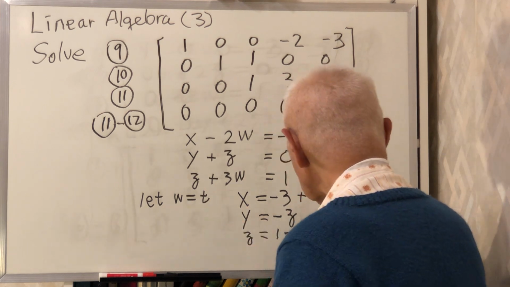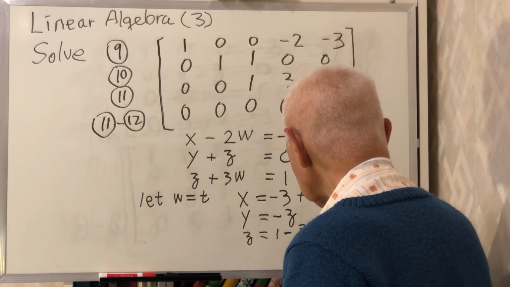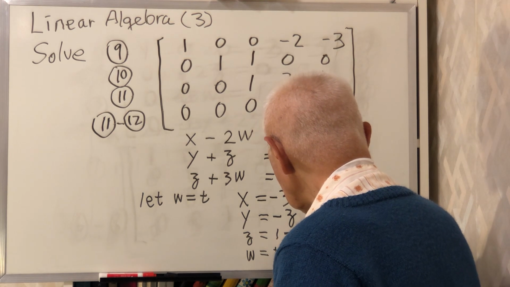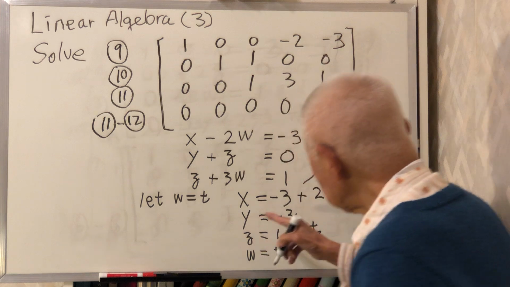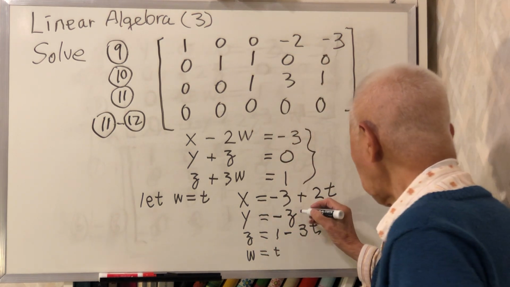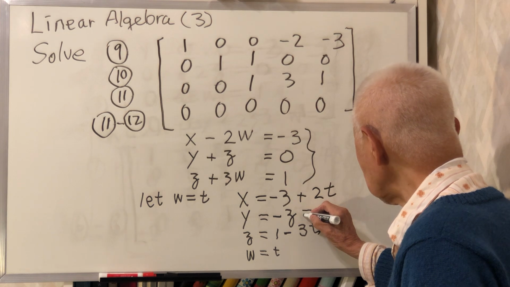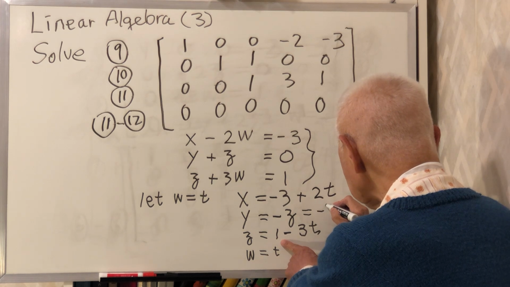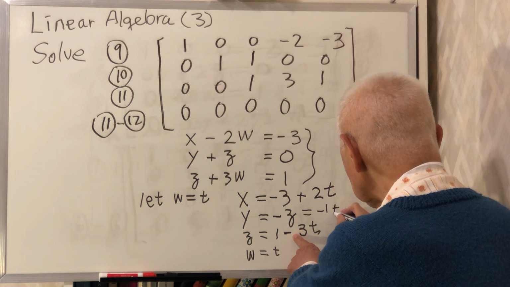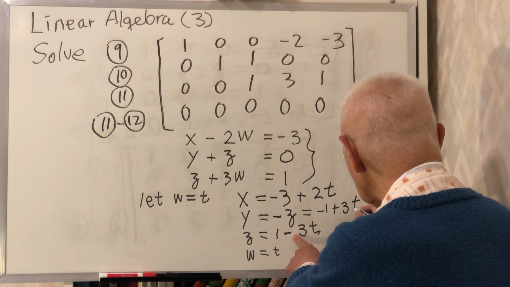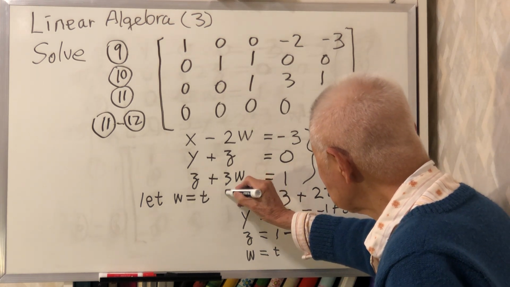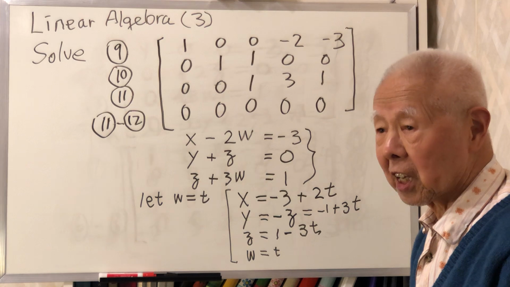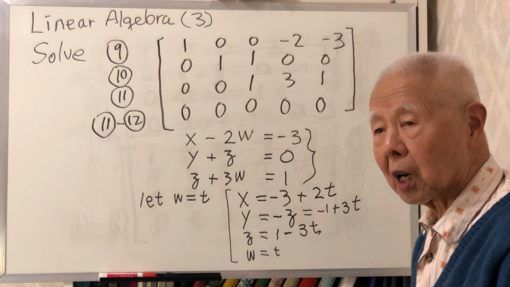But w, I call it t. And w is t. Now this y is equal to negative z, so I can continue writing. Z is this, so negative z means negative 1 plus 3t. So I have 4 unknowns, but they are expressed in terms of a parameter t.